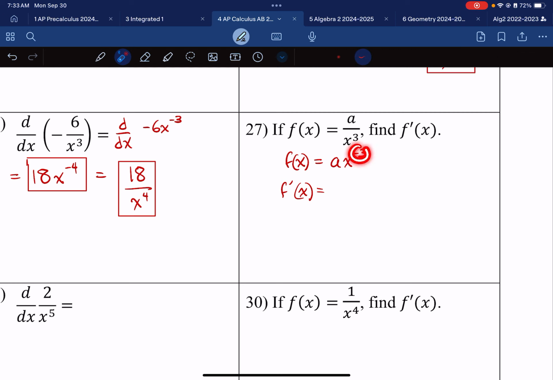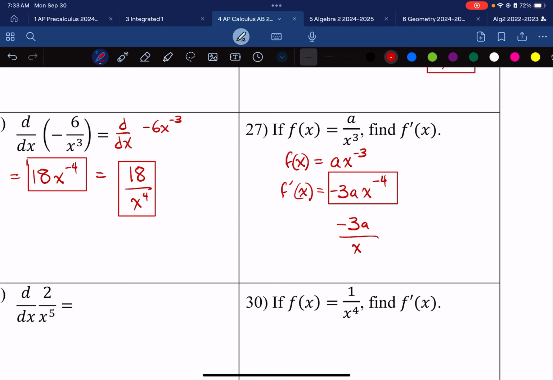And you know what's going to happen. Negative 3 is being multiplied down in front. Negative 3 times a is negative 3a. X to the power of, it goes down from negative 3 to negative 4. So this is an answer. And its equivalent form would be negative 3a stays on the top. This x to the power of 4 is now in the denominator, and it's now a positive exponent.